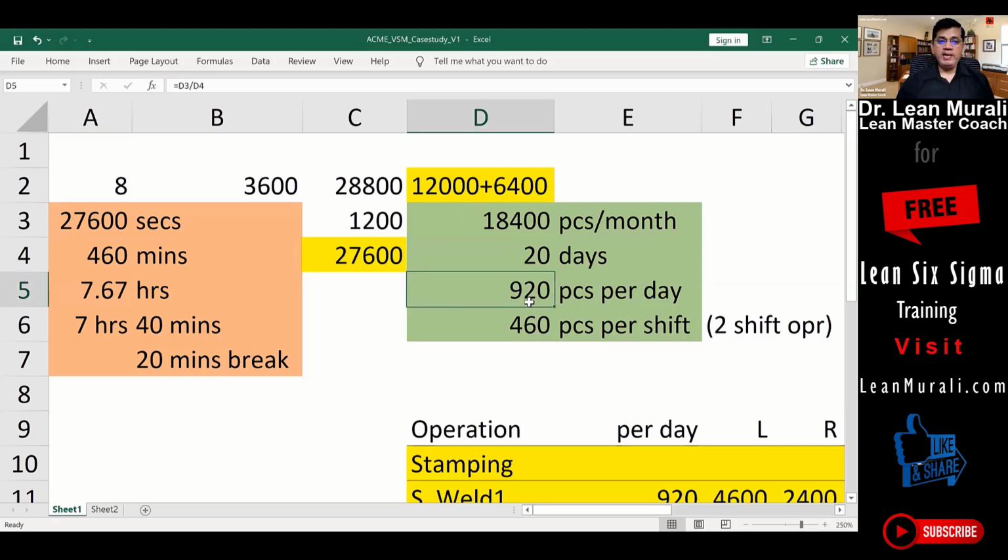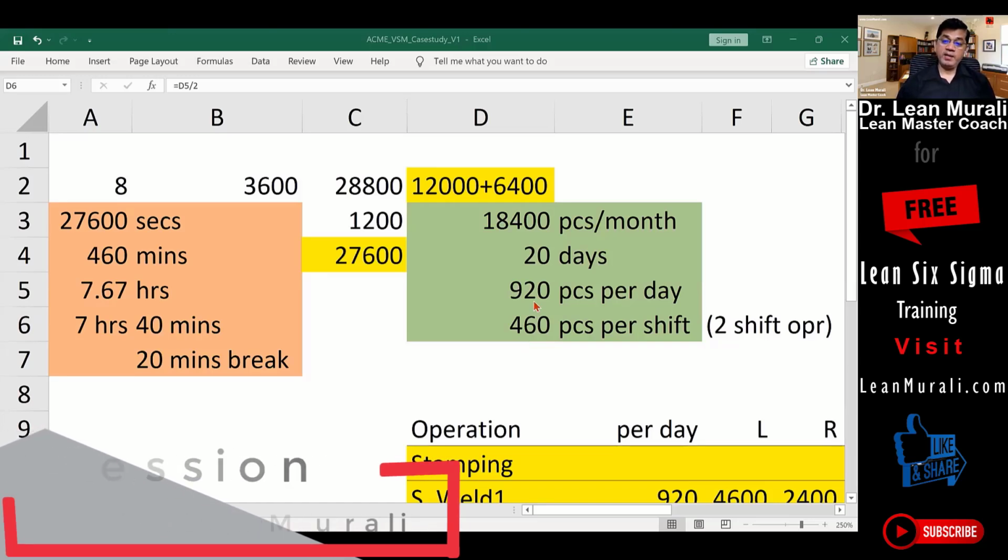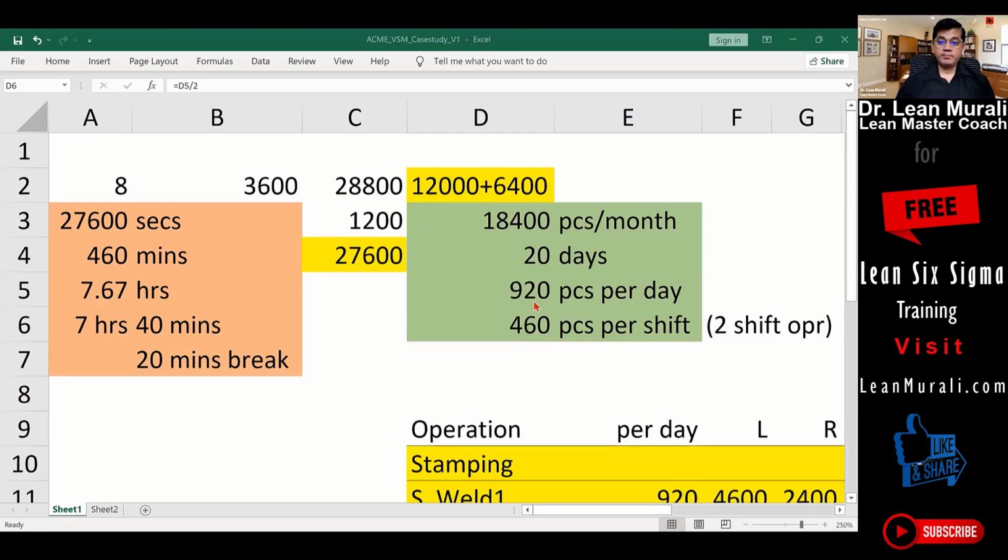So if it is 20 days, D3 by D4, that is 18,400 divided by 20, which is 920 pieces per day, which is 460 pieces per shift. 460 pieces per shift, because one portion is clear. So this is the pieces required per day. We have said per shift how much is required, per day how much is required. It's clear. Now let us come to the time.